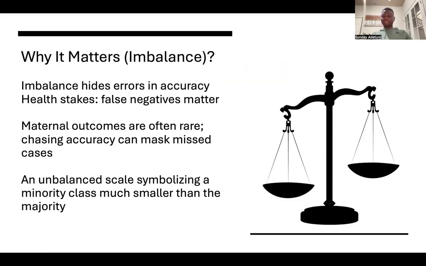Why does it matter? Maternal and child outcomes often have low prevalence, so that makes some familiar metrics misleading. Because of that, if we only chase overall accuracy, we can hide a lot of false negatives, and that is why in health it can be the most costly error. Having so many false negatives can be a lot of error.